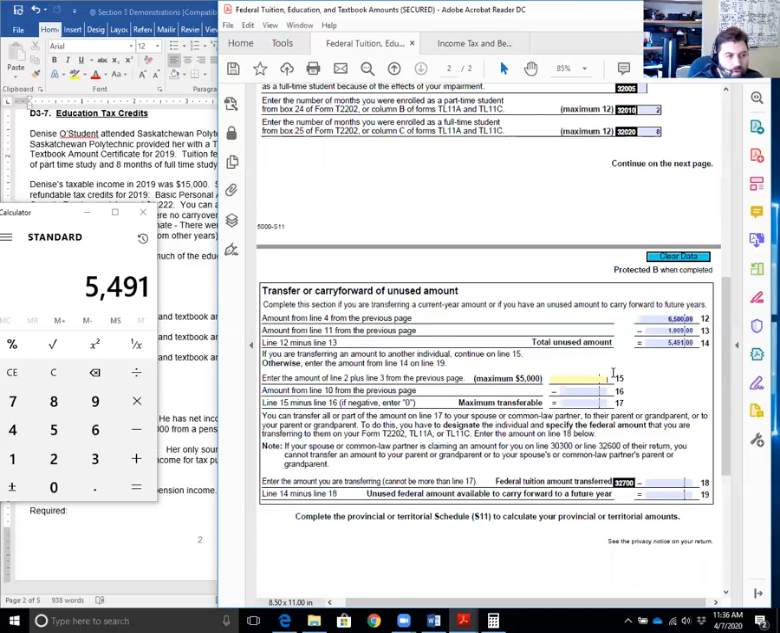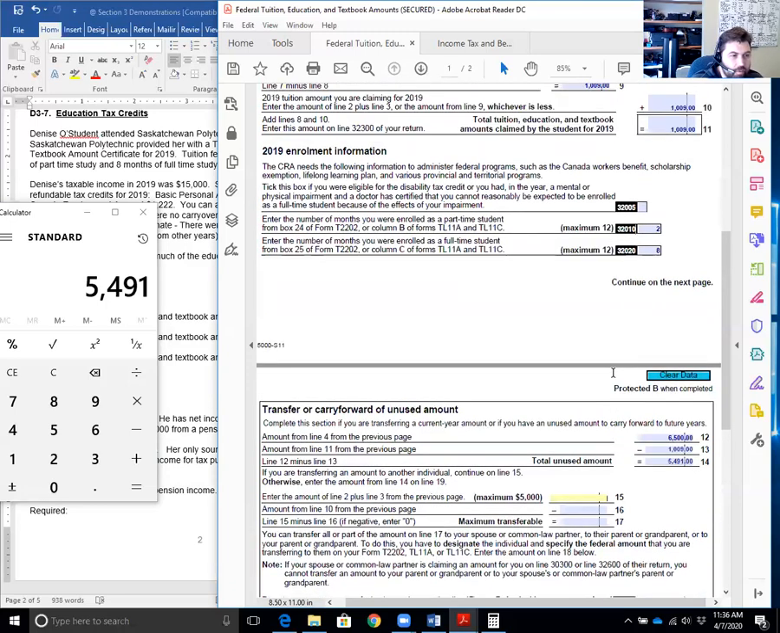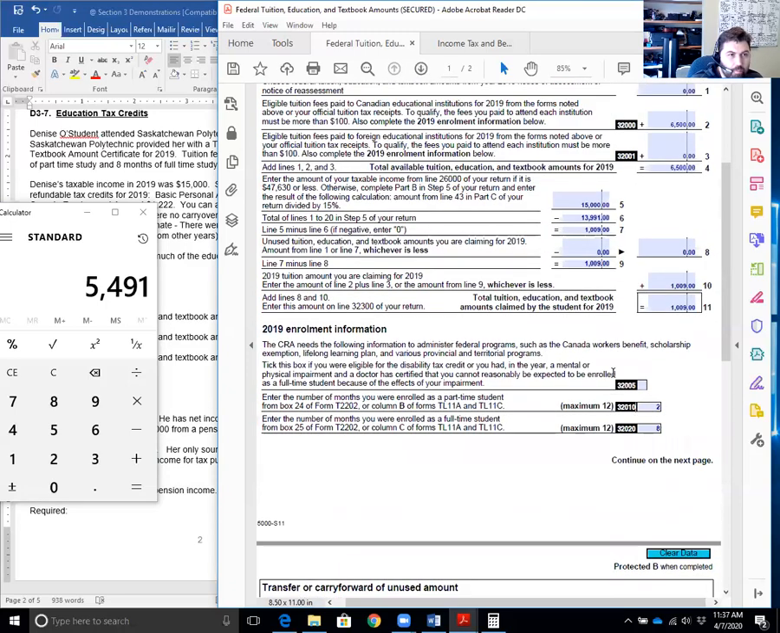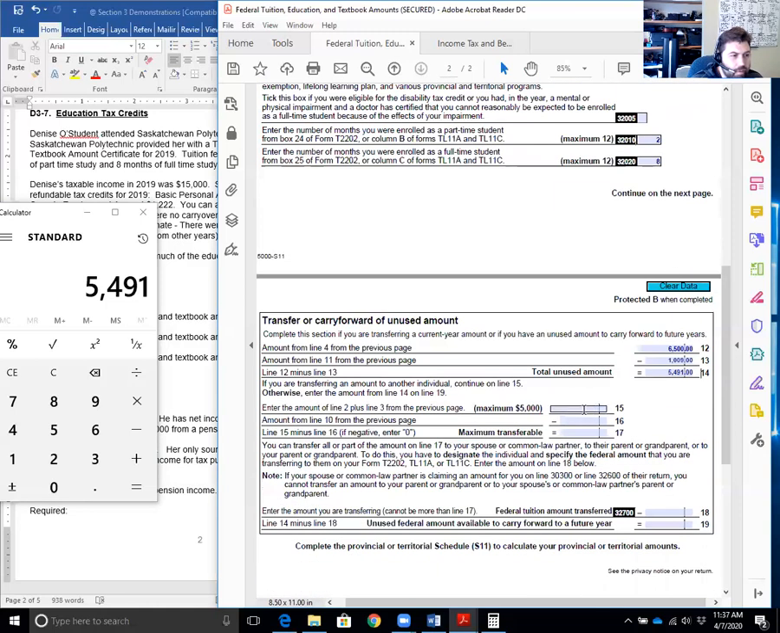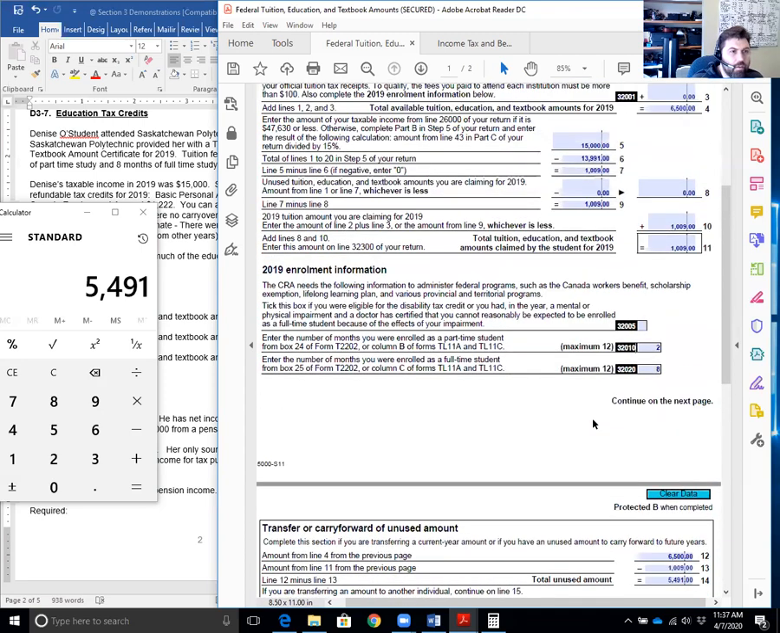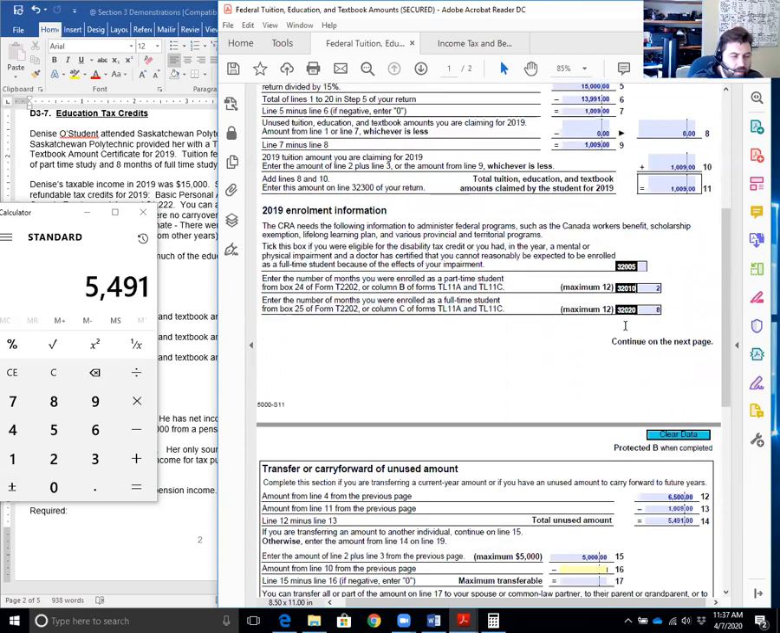So enter the amount of line 2 plus line 3 from the previous page. So that's these two amounts here. So we're going to put, but the maximum is 5,000. Okay, well, we can't put line 2 plus line 3 because the maximum is 5,000. So let's put that in there. And amount from line 10 from the previous page. So that would be 1,009.